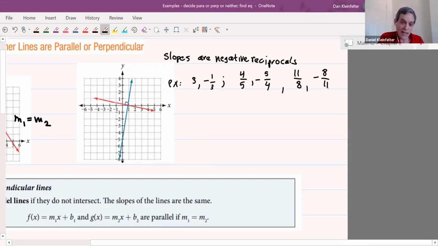Another way of looking at it is their product equals -1. That is, 4/5 times -5/4 is going to equal -1. That's how to tell if they're negative reciprocals.